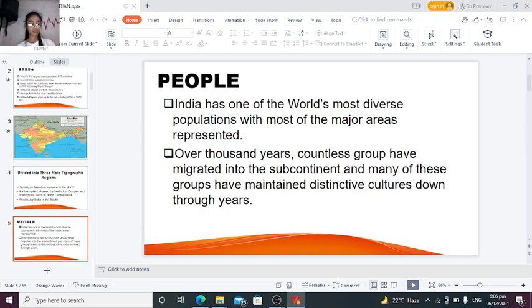In terms of people, India has one of the world's most diverse populations, with most of the major races represented. Over 1,000 years, countless groups have migrated into the subcontinent, and many of these groups have maintained distinctive cultures down through the years.